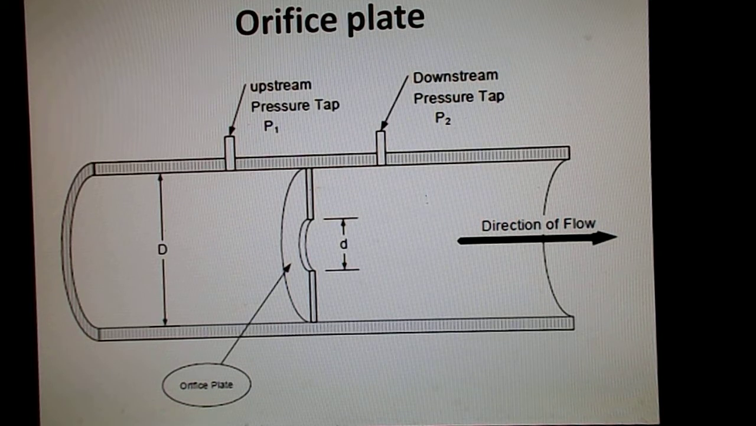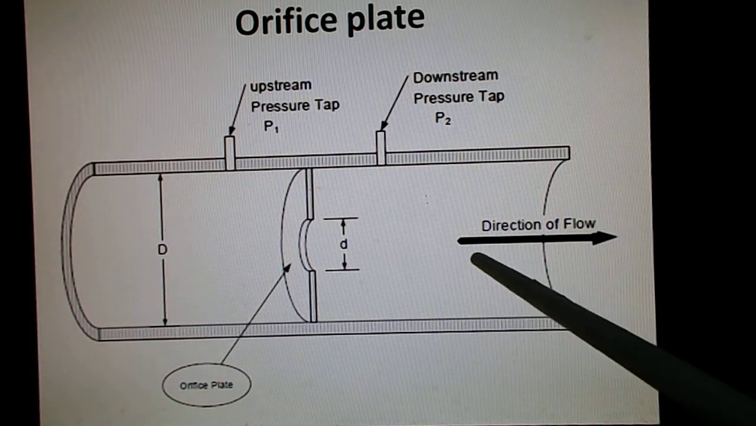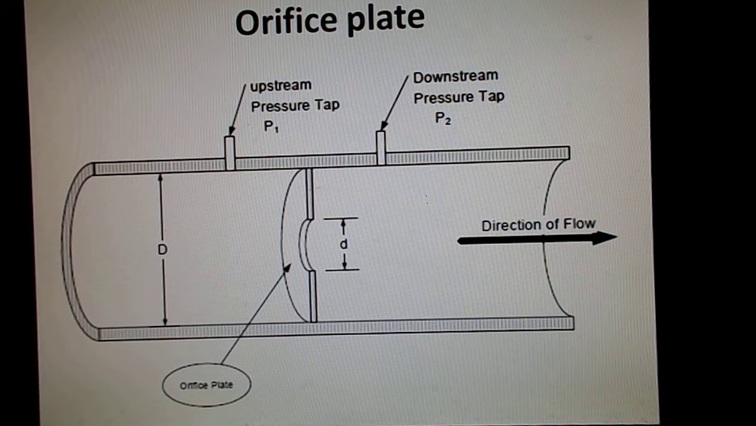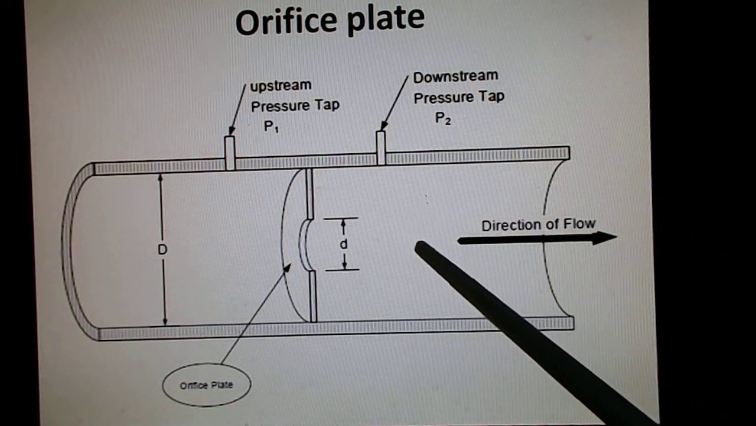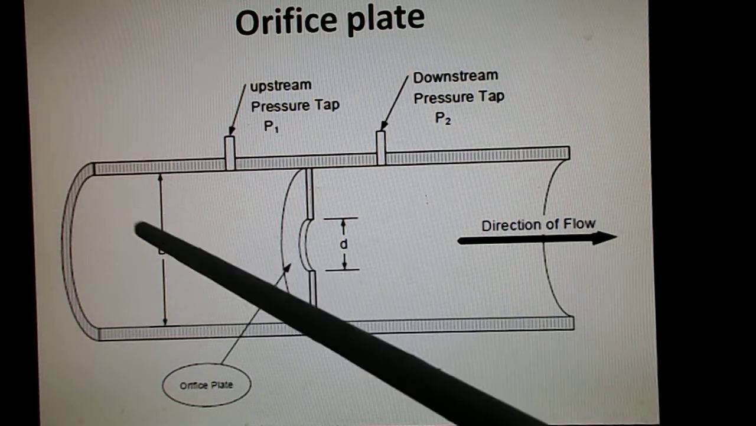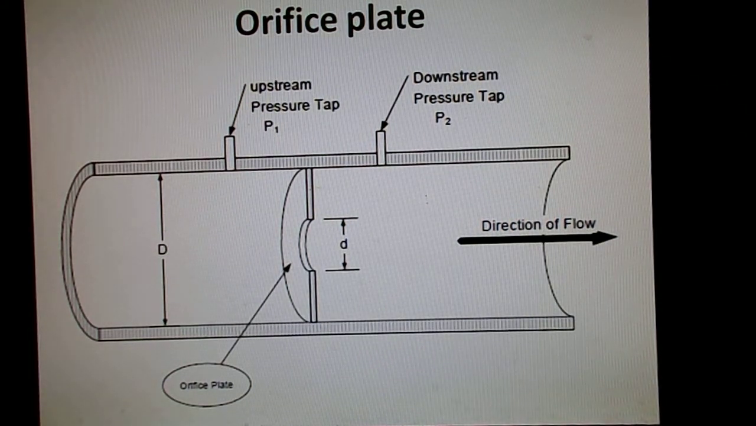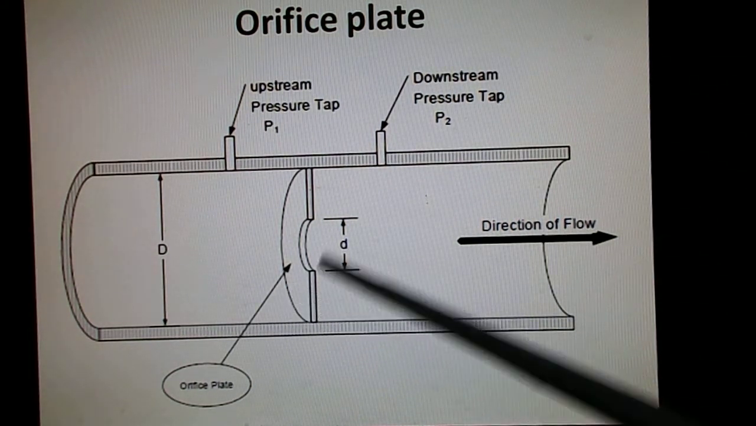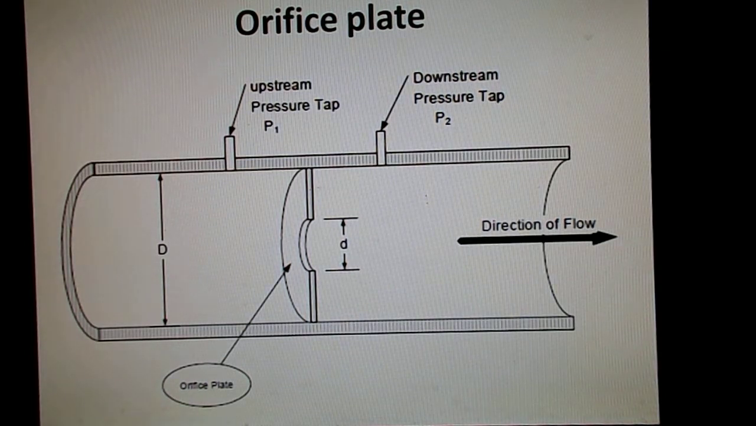Here is the diagram which explains what we have just now described. So here is a pipeline. We are showing the cross-sectional diagram. Here is the direction of flow. So according to the direction of flow, this is downstream and this is upstream. This is the orifice which is acting as an obstruction.